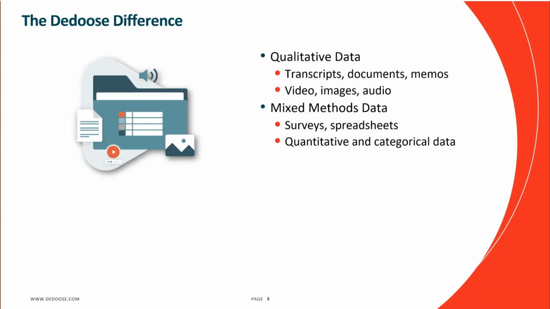In terms of the types of data that you can use in Dedoose, really any kind of data that you can think of. So of course you have your core qualitative data sources surrounding transcripts, any type of documents, memos, text-based data. You can also upload multimedia. So if you want to code directly on video, for instance, or code portions of images, whole images, and also audio files, work really great in the system.